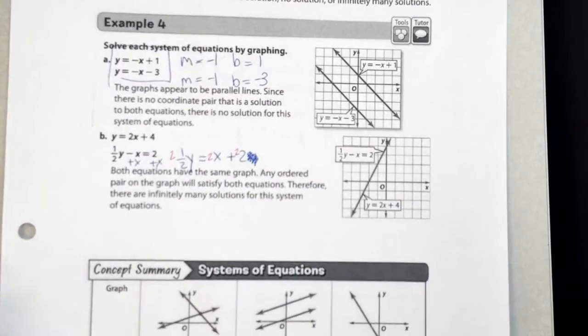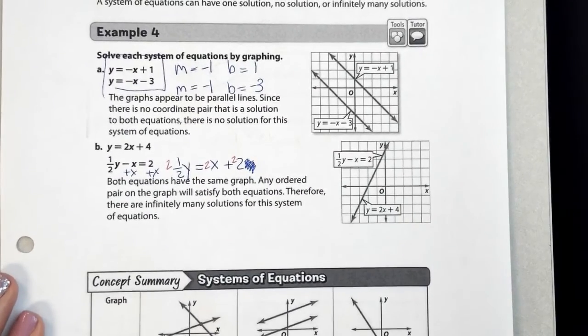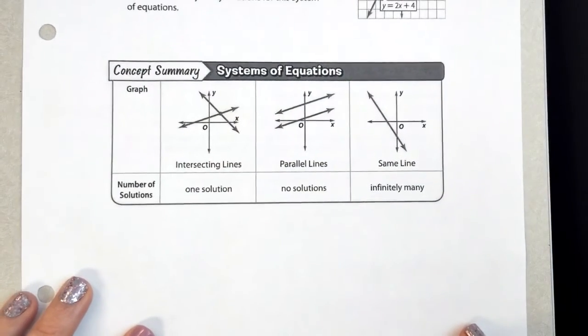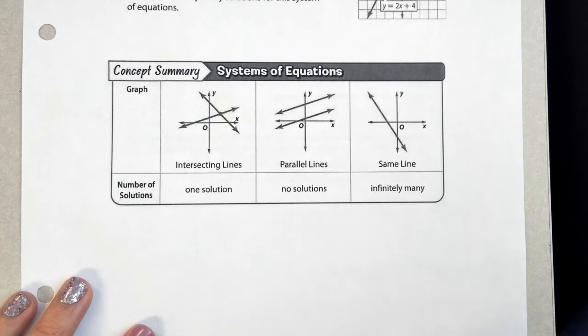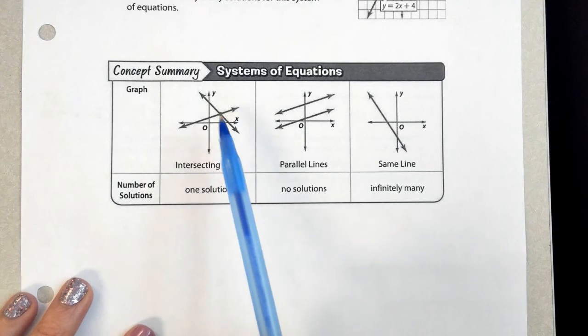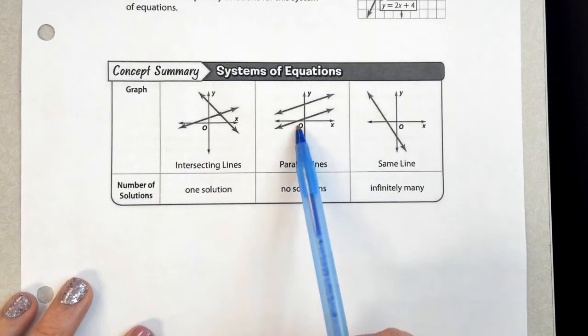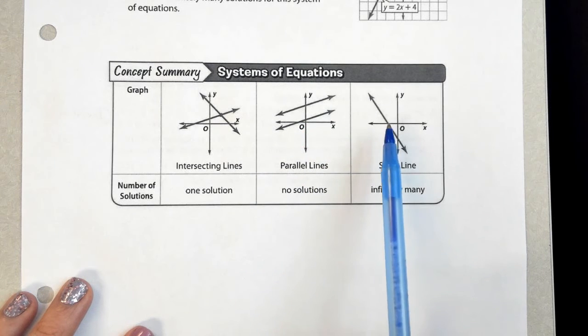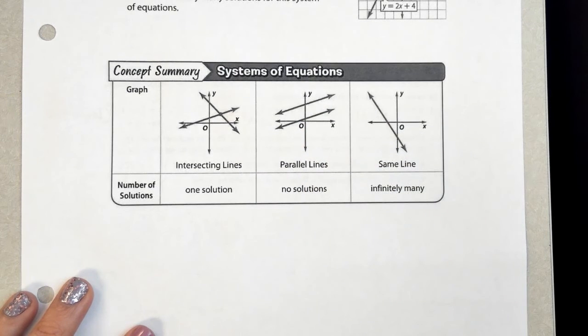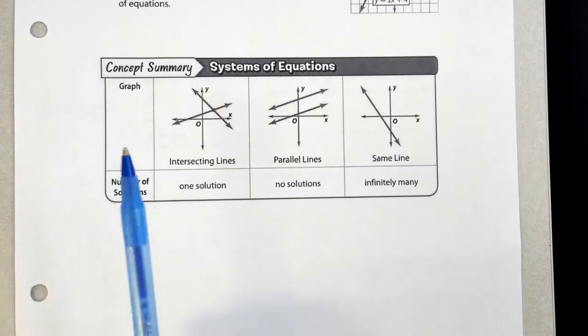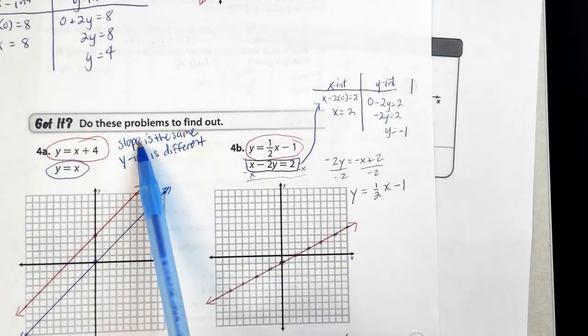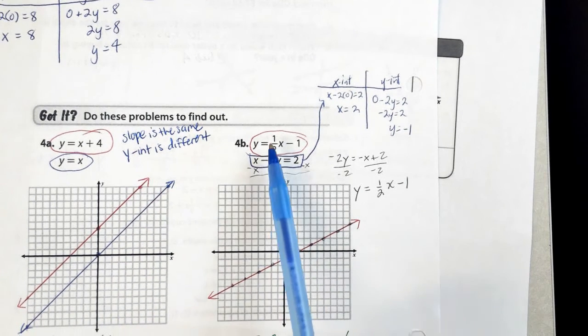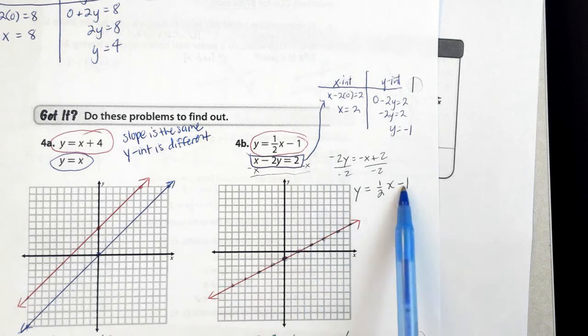So they gave you one more example, just kind of showing that again, so you can look through those on your own. Then they give you this diagram that helps you to know if they intersect, that's one solution. If they're parallel, that's no solution. If they're the same line, that's infinitely many solutions. Okay? And notice, once again, parallel means same slope, different y-intercept. Same line would be same slope, same y-intercept.